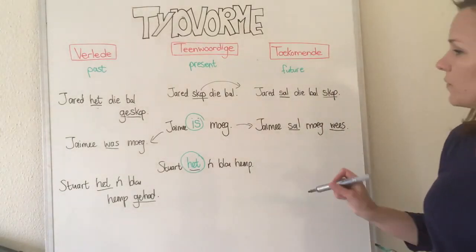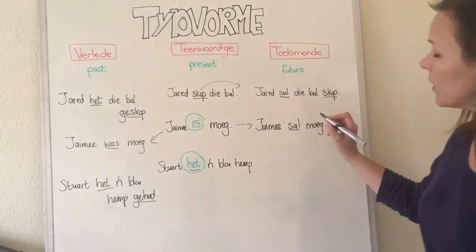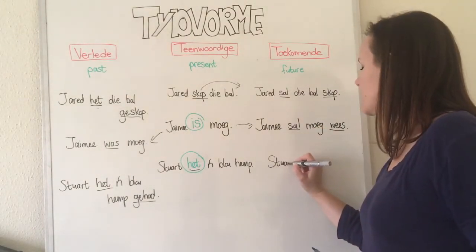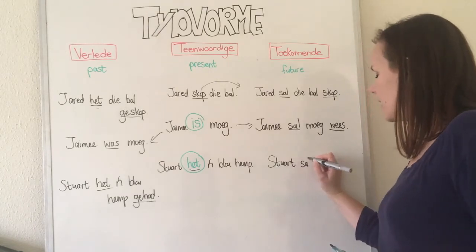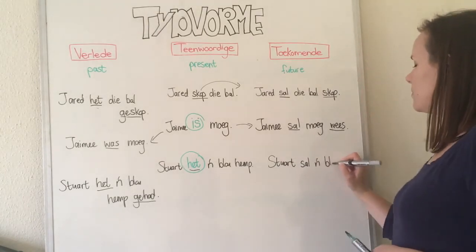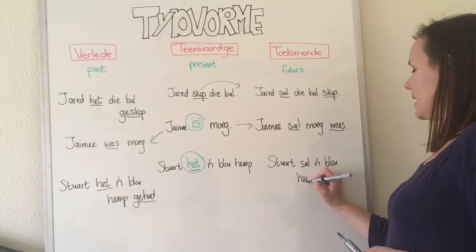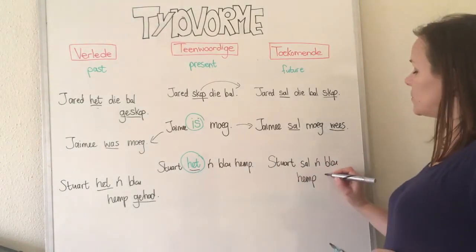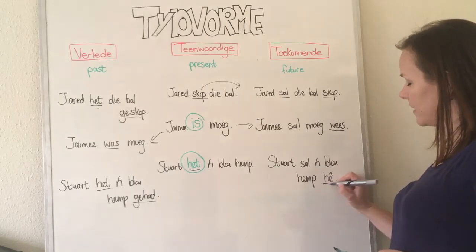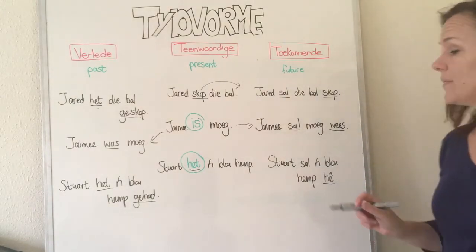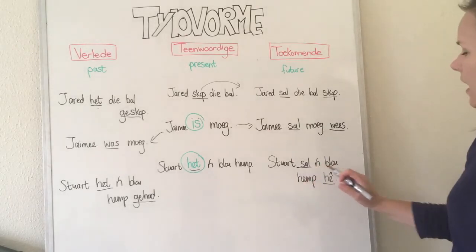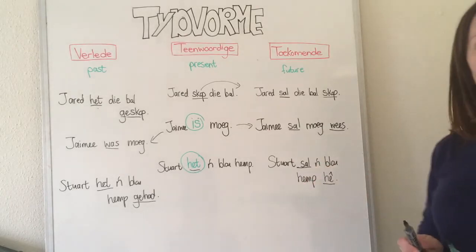Okay, now for the future tense, we're also going to add sal. So we have Stuart sal 'n blou hemp, and then het is going to change to hê, which means have. Stuart will have a blue shirt. Stuart sal 'n blou hemp hê.